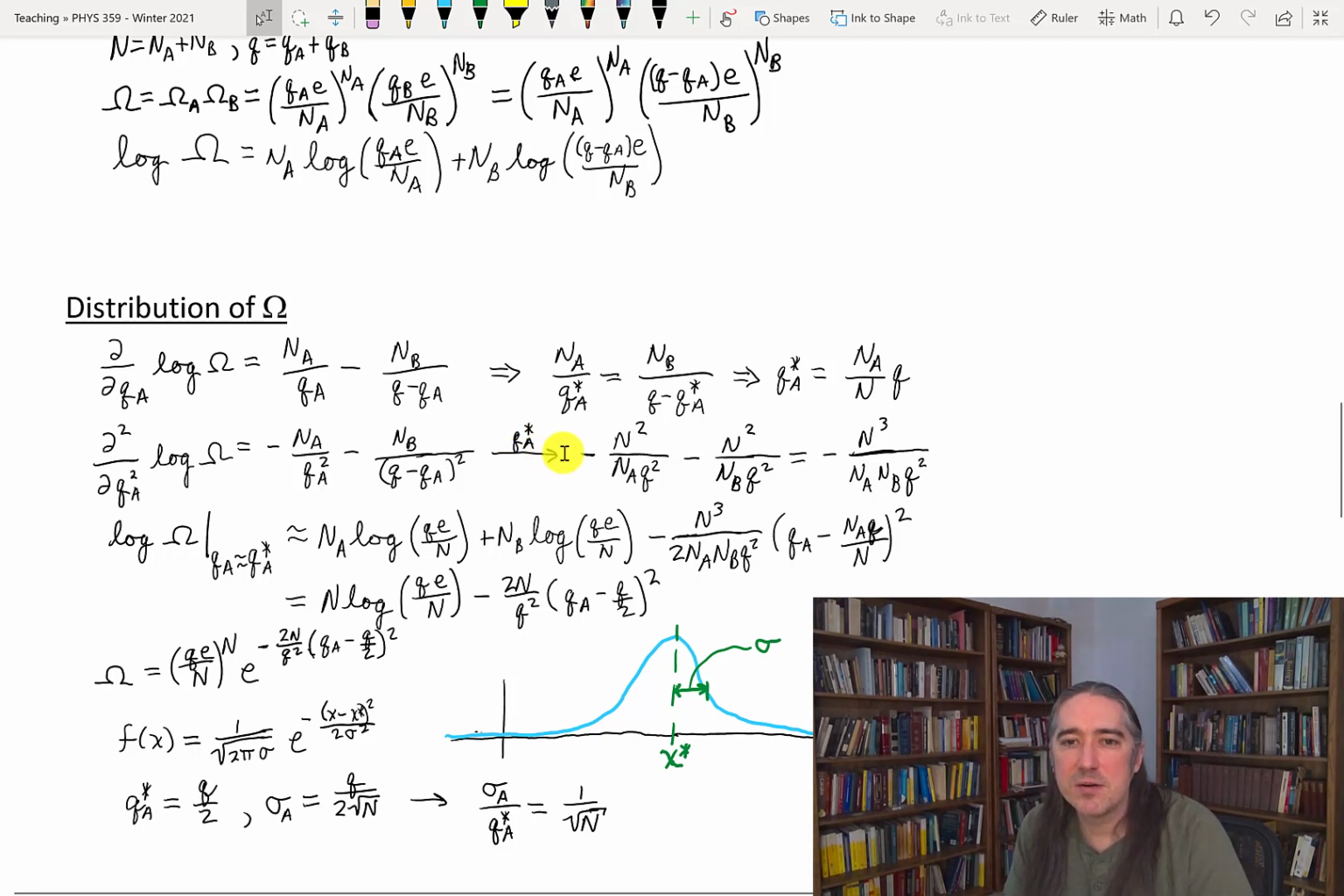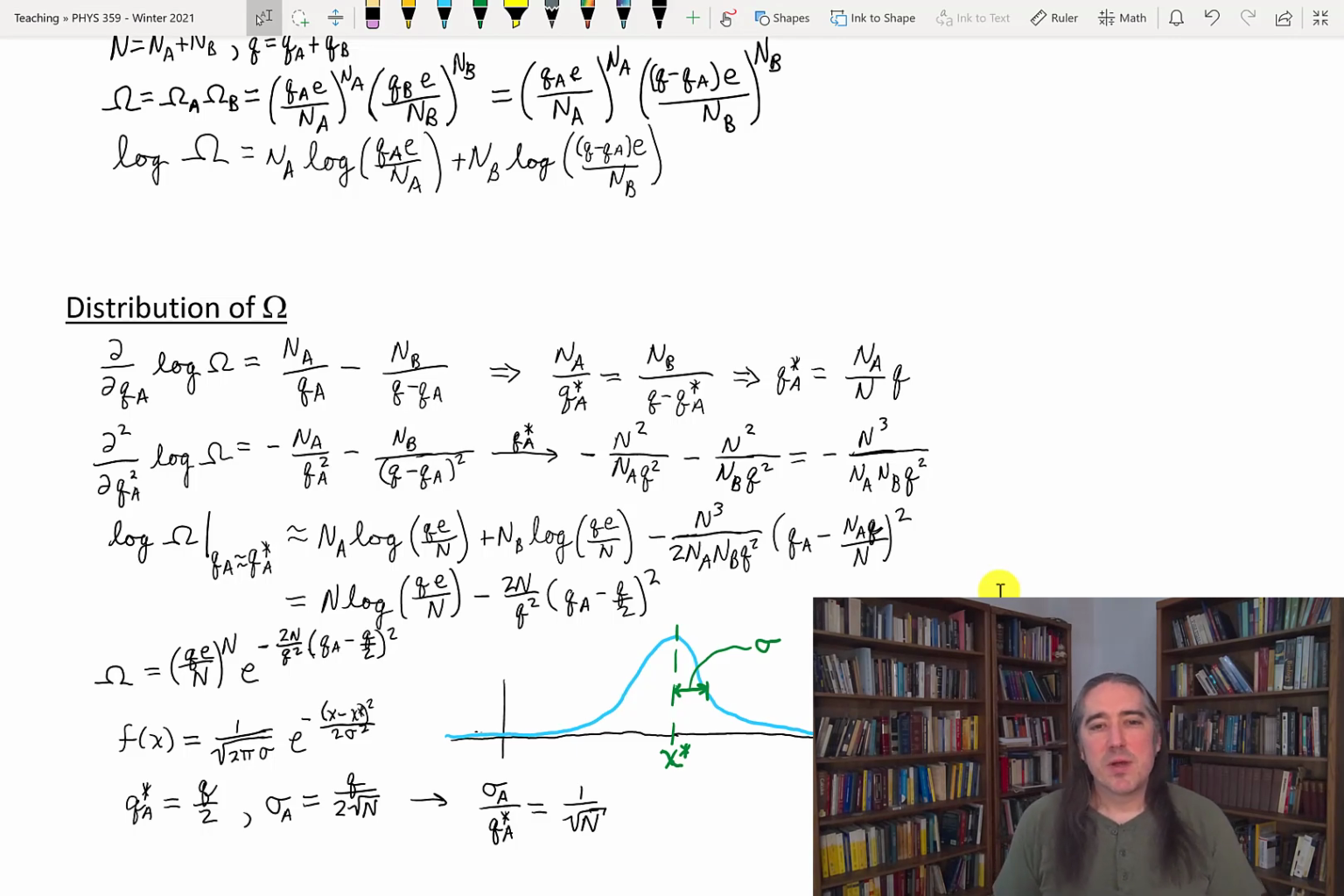Plug in the value of QA star from here, and this reduces down in the end to n cubed over NA NB Q squared. So first of all, we've got a negative second derivative. That's good. It should be a maximum. Negative second derivative means it's a maximum. And now we can write out, again, the Taylor expansion for log of omega. So we've got the value at Q star. First derivative is 0 at the maximum. So then we get the second derivative with a 2 and QA minus Q star squared.